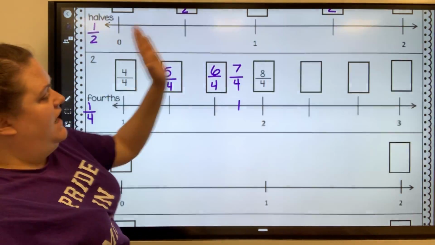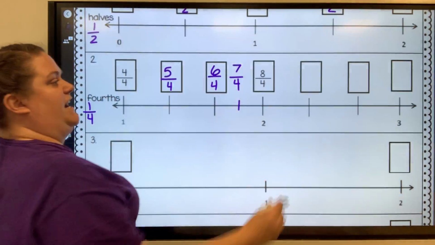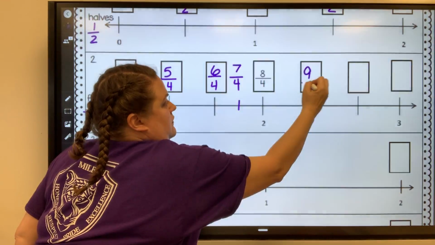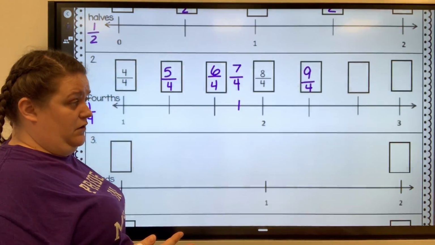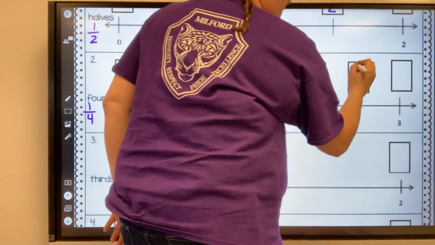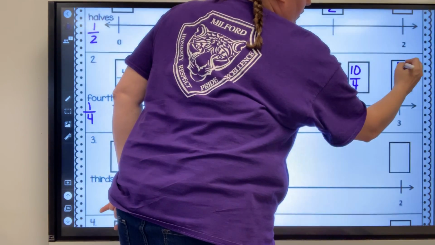And then you have 8 over 4. The next one would be, you guessed it, 9 over 4. And then the next one would be 10 over 4. And they missed another one, because this one would be 12 over 4.